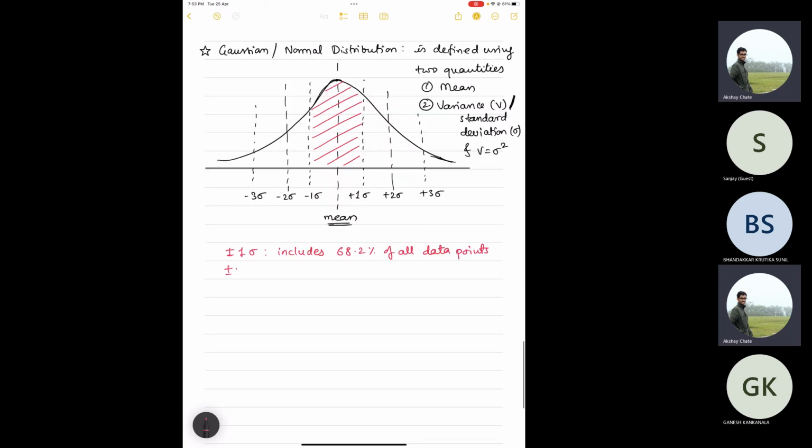Similarly, there will be, I can just copy paste now.